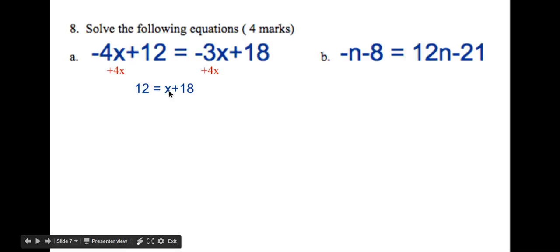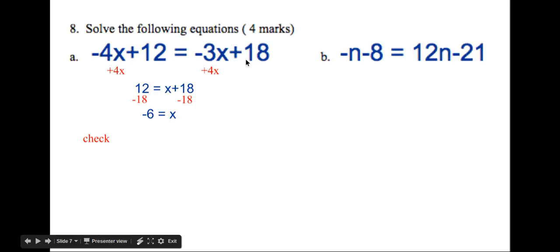Okay, the next thing is I want to get rid of that 18, which is being added to the x. So I'm going to subtract 18 from both sides. And 12 take away 18, all right, signs are different, so I'm going to subtract, and the difference is going to be 6, and I'm going to keep the sign of the bigger. 18 is bigger than 12, and 18 is negative, so it's going to be negative 6. Okay, so we get negative 6 equals x, and we're going to do a quick check.